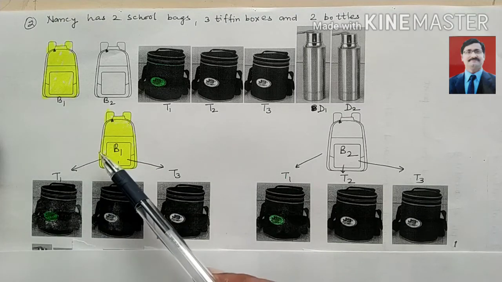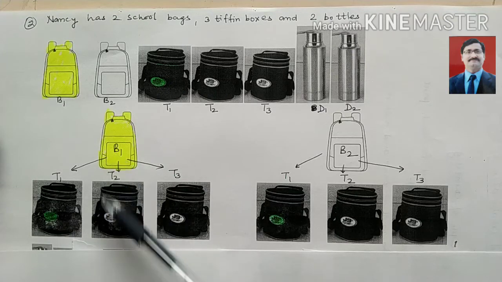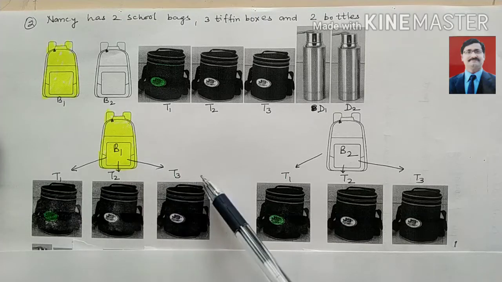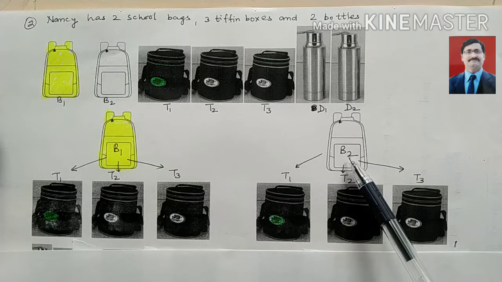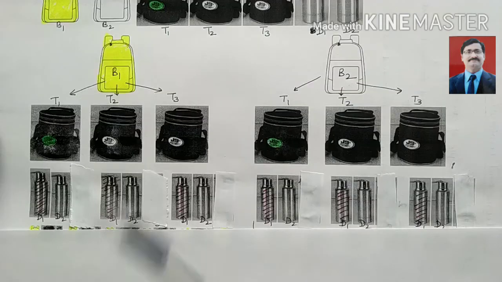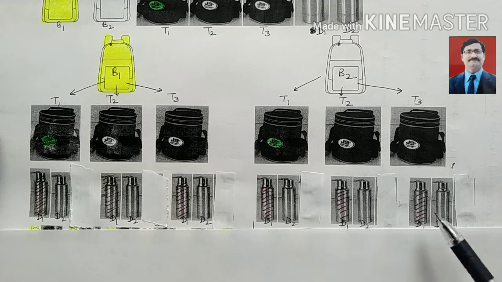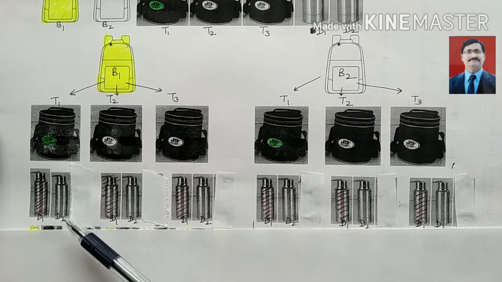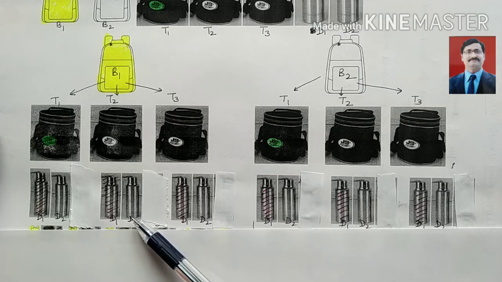So look here, with bag 1 we have tiffin 1, with bag 1 we can also select tiffin 2, and also tiffin 3. Now with bag 2 also we have tiffin 1, tiffin 2 and tiffin 3. Now each tiffin box is followed by the 2 water bottles. Bottle 1 is D1 and bottle 2 is D2. Again all the same as it is.